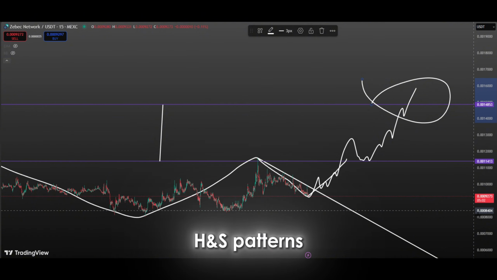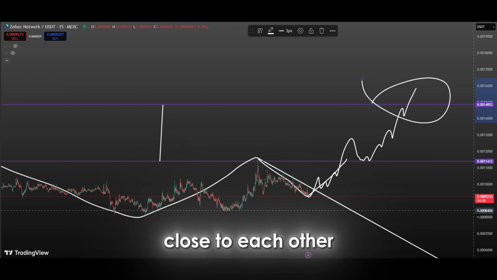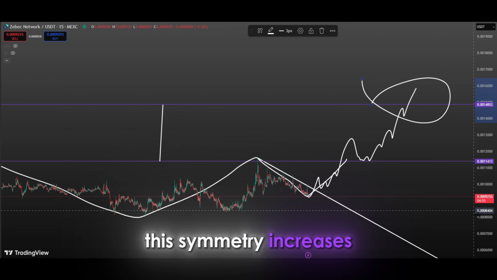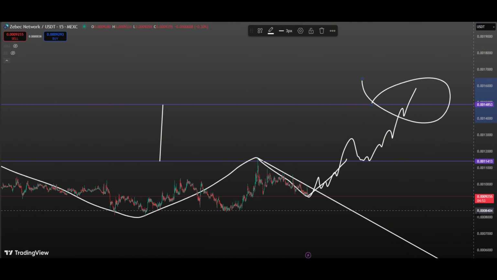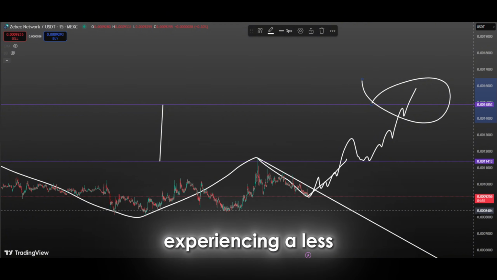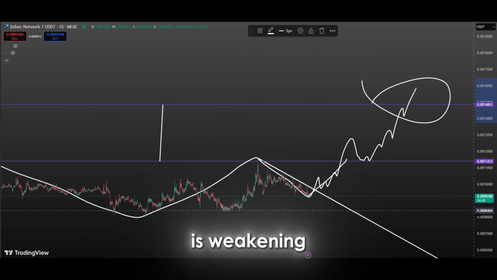Especially in H and S patterns, the head represents the lowest point, while the two shoulders are formed close to each other. This symmetry increases the reliability of the pattern. The fact that the price is currently experiencing a less deep retracement while making the right shoulder indicates that buyers are now stronger and selling pressure is weakening.